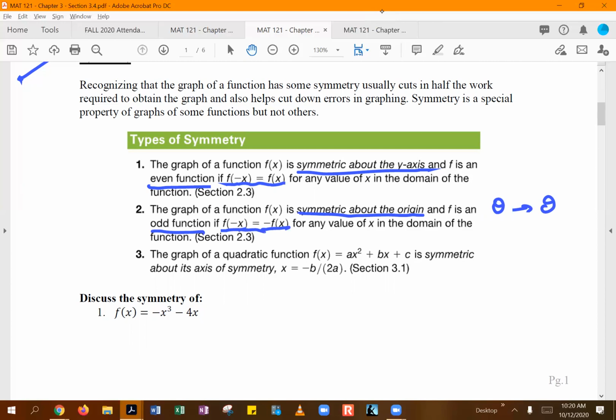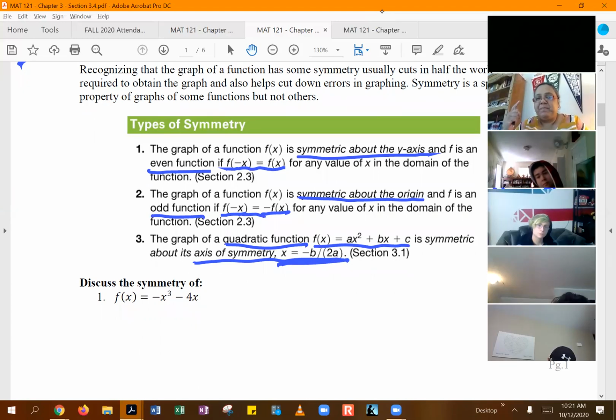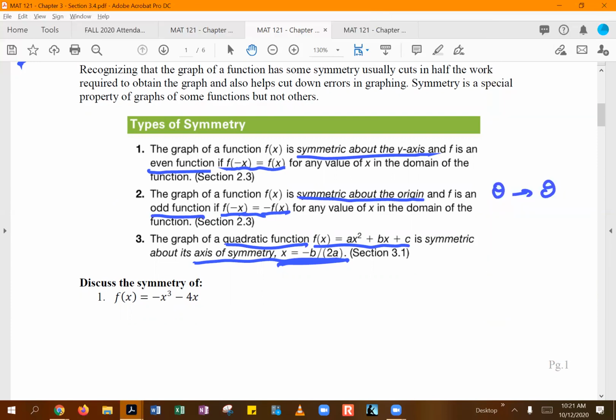The third symmetry, which we talked about separately in chapter 2, was that quadratic functions bring their own symmetry. Remember, they have their axis of symmetry, and the axis of symmetry is always at x equals negative b over 2a. So even functions have symmetry about the y-axis; odd functions have symmetry about the origin; and quadratic functions have their own axis of symmetry, and that will be the equation x equals negative b over 2a. So let's take a look at that.